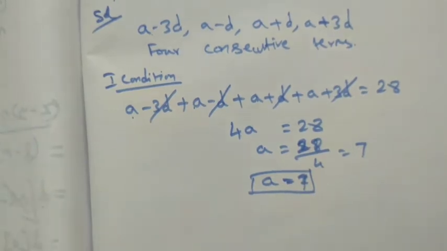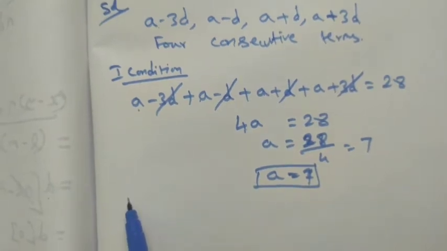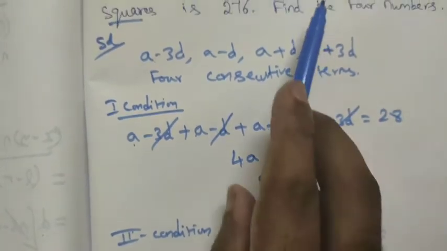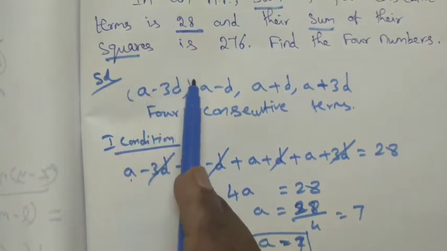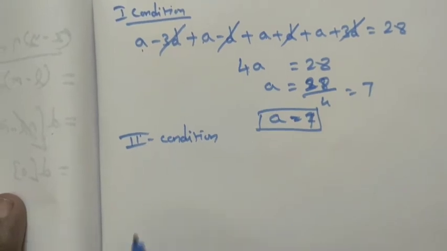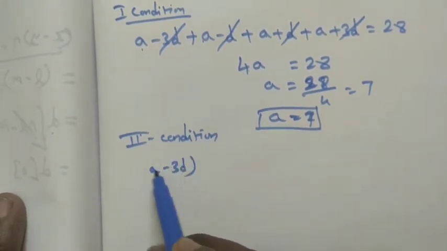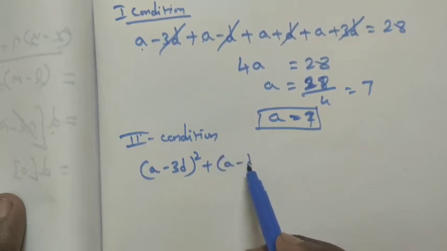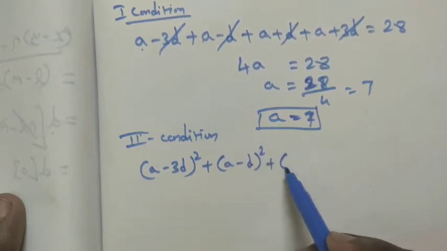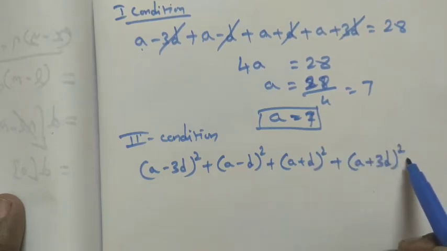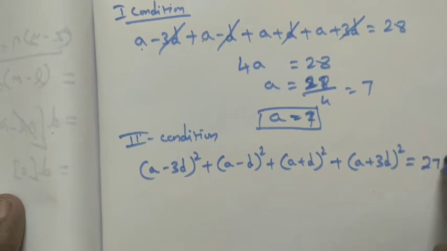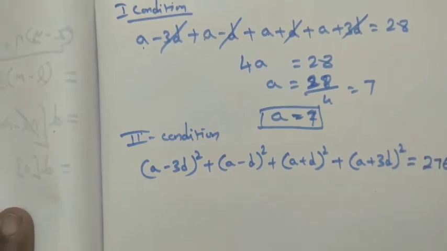Now we want to know the value of d, right? So the second condition is given. What is the second condition? The sum of their squares is 276. When we square all the terms and add them, we get 276. So a minus 3d whole square plus a minus d whole square plus a plus d whole square plus a plus 3d whole square is equal to 276. That is the given, right?